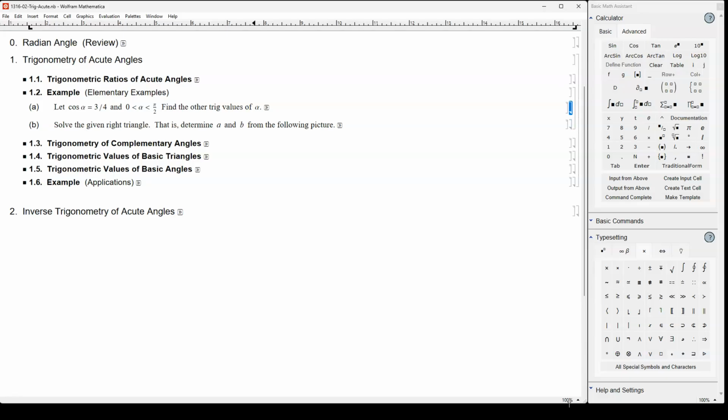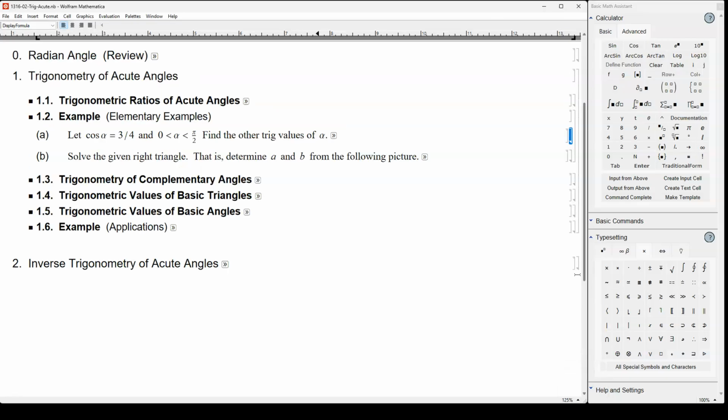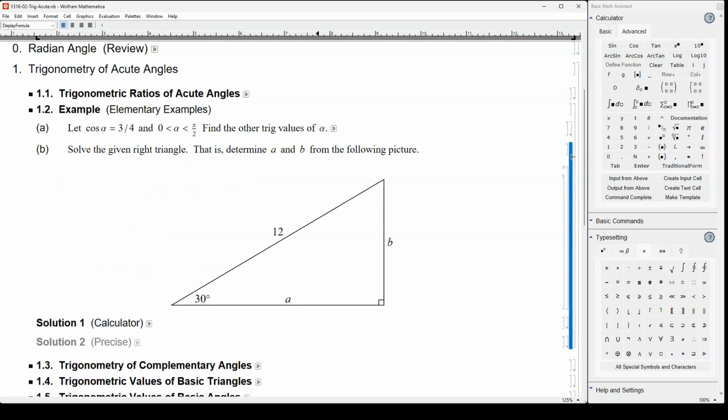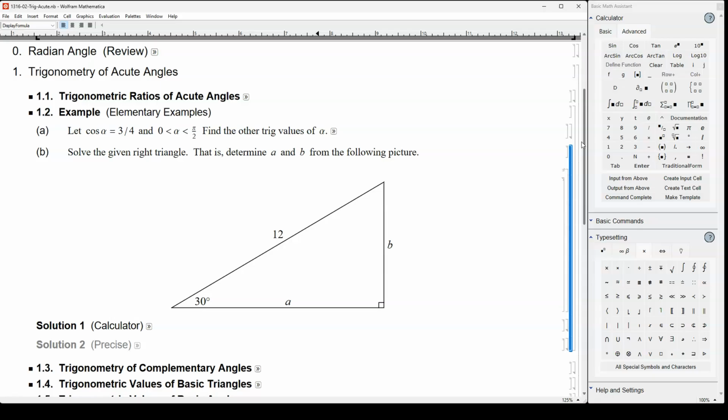Now let's go to the next problem here. This one's new. Solve this right triangle. What do you mean by solving a triangle? That means find out all sides and all angles. This is a right triangle here, so 90 degrees here, 30 degrees here. This one has to be 60 degrees. So the key points, finding A and B.